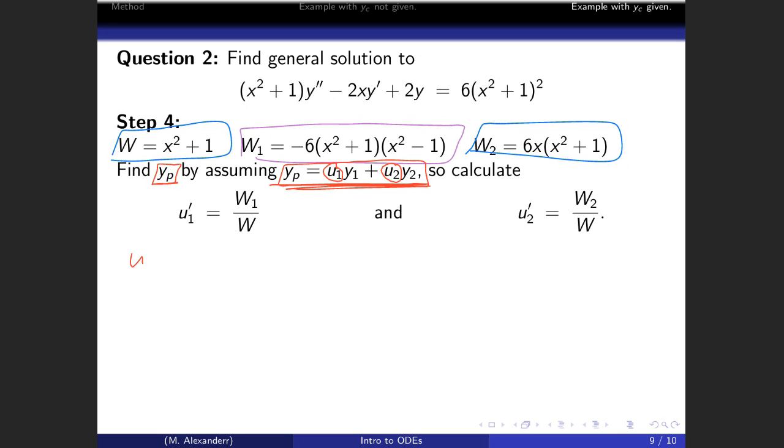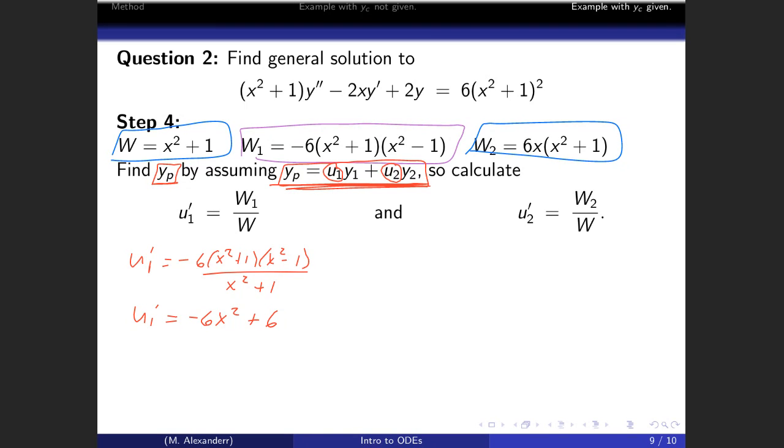And so let's calculate the u1 prime. So according to the information, the W1 is negative 6 x squared plus 1 x squared minus 1 divided by the W information, which is x squared plus 1. And so that means that the u1 prime is equal to what? Negative 6x squared plus 6 after you distribute. So negative 6x squared plus 6.